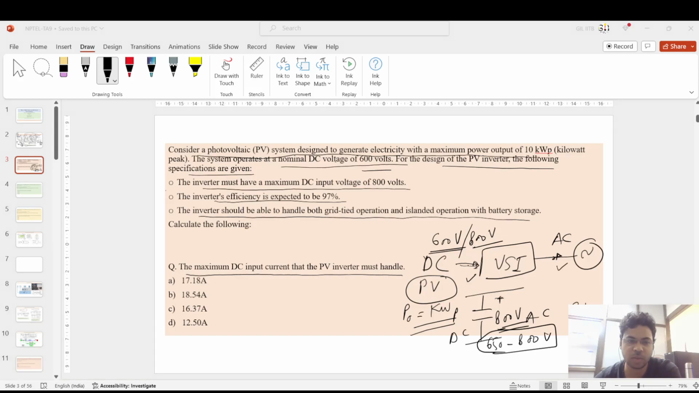must handle. So I'm giving 2 minutes to solve this question. Please try this question. Okay, if you have any doubt, you can let me know in the comment box, or you can open your mic and ask me.